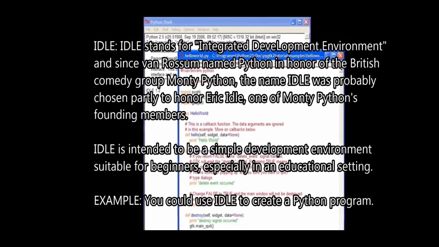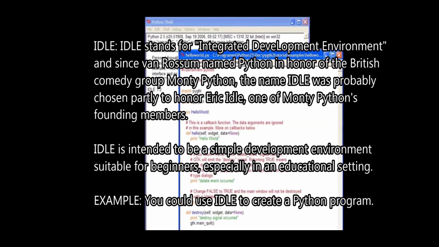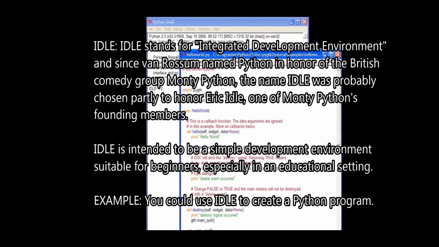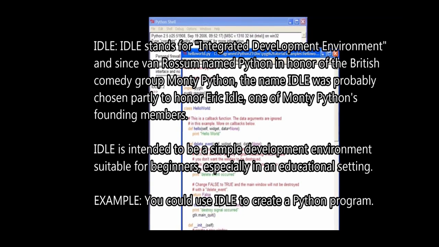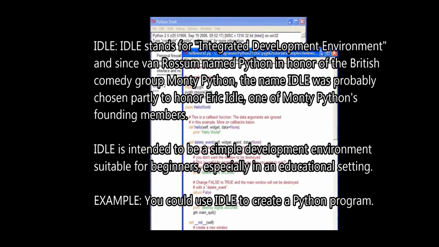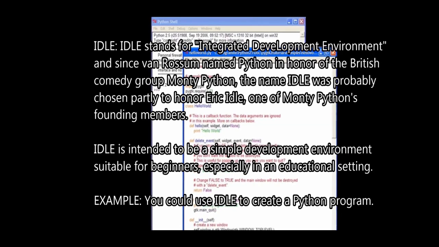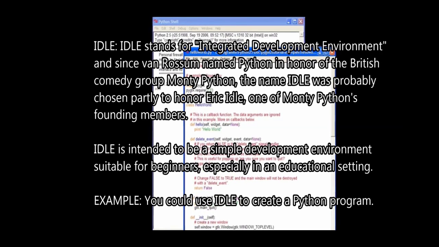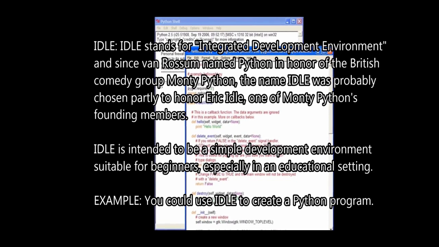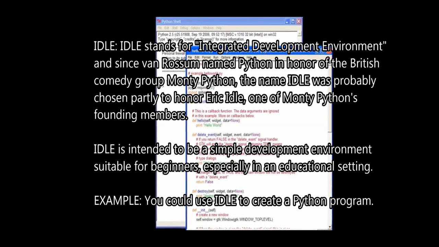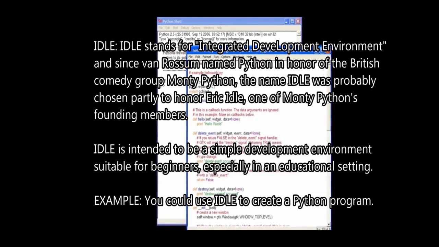IDLE. IDLE stands for Integrated Development Environment, and since van Rossum named Python in honor of the British comedy group Monty Python, the name IDLE was probably chosen partly to honor Eric Idle, one of Monty Python's founding members. IDLE is intended to be a simple development environment suitable for beginners, especially in an educational setting. Example, you could use IDLE to create a Python program.